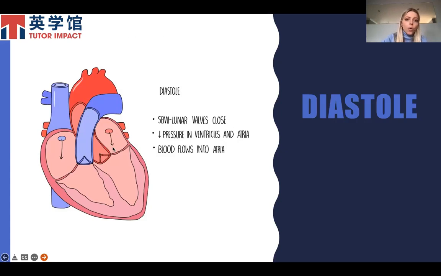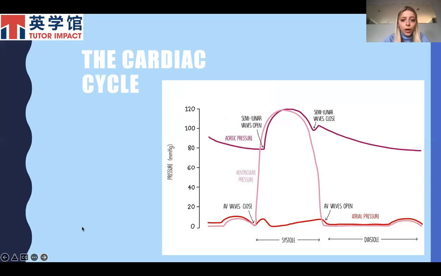Now, I know this has been quite a lot of information, so I would advise listening to this again and trying to get to grips with the process. As you can see from this diagram, this is showing the pressure changes throughout the cardiac cycle. I really recommend that you pause the video and try and match up the stages I've spoken about with the labels in the diagram.